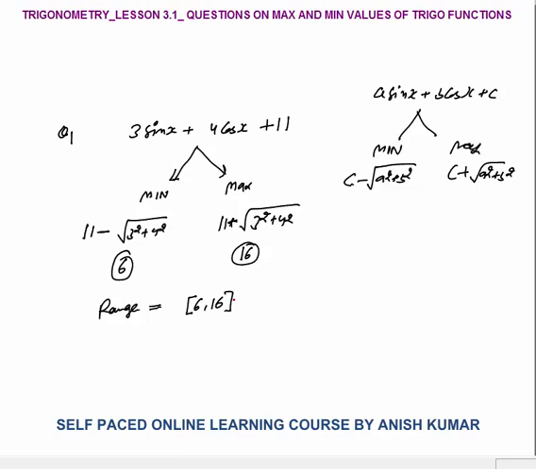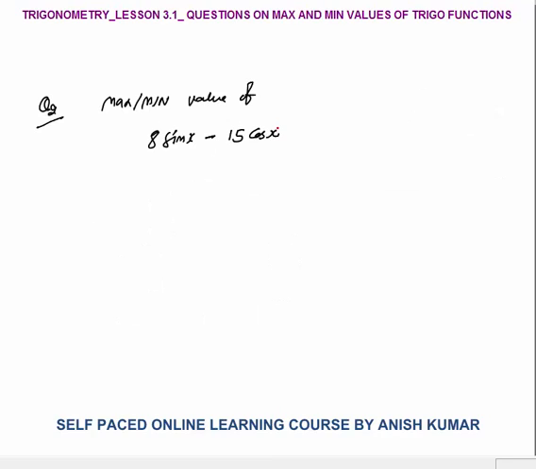So only three kinds of question you can expect. Either the question will be of range, or the question will be of minimum value, or the question will be of maximum value. So that was your question number 1. Now second question is find the minimum and maximum value of 8 sin x minus 15 cos x. Please try to solve yourself, then look at the way I have solved.